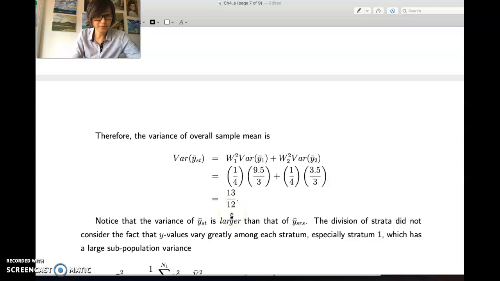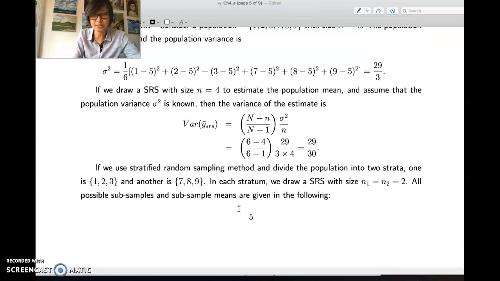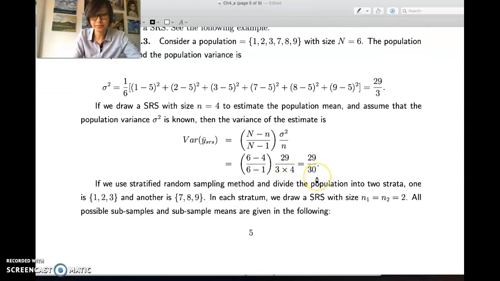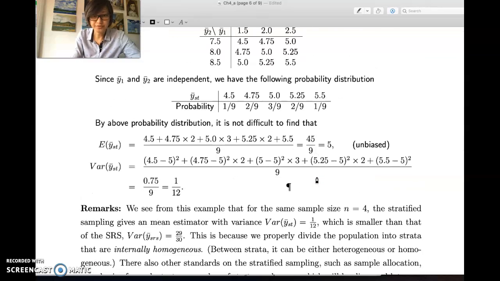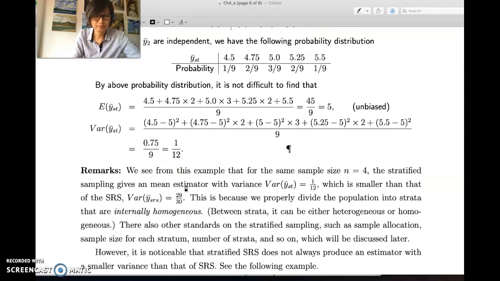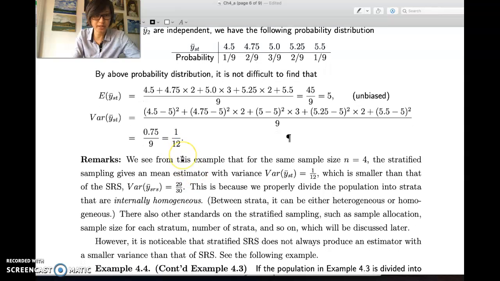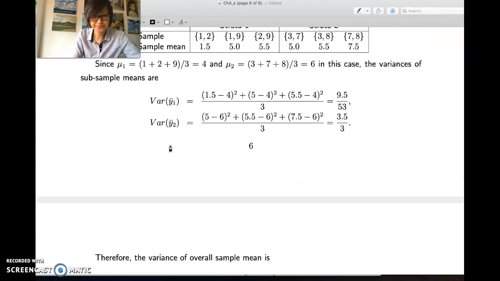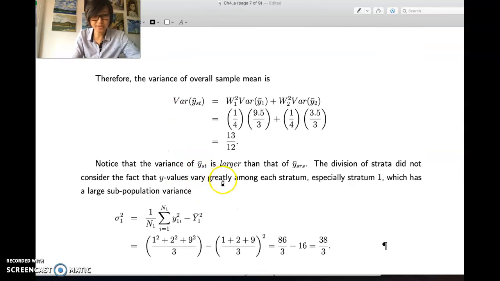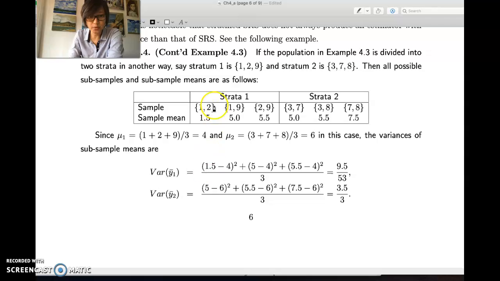This is not very good because this is slightly greater than 1. This is worse than how we did from simple random sampling. It is not even very close to the properly implemented stratification scheme. So it shows that the variance of y bar in this case is larger than the y bar under simple random sampling. The division of strata did not consider the fact that the y values vary greatly within the strata.